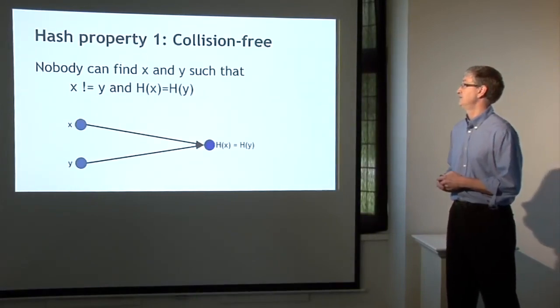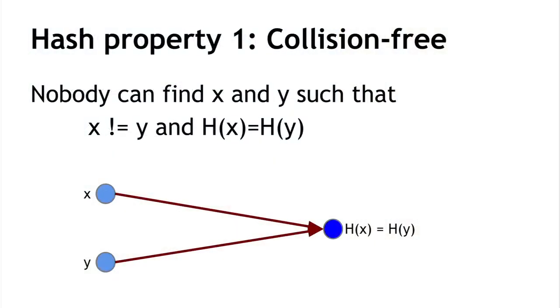So first, collision-free. The first property that we need from a cryptographic hash function is that it's collision-free. And what that means is that nobody can find values x and y such that x and y are different, and yet the hash of x is equal to the hash of y. If we look at the operation of the function as depicted by one of these red arrows, here's x and H of x, and here's y and H of y, then nobody can find a situation like this, where you have an x and y that are separate, and yet when you hash them, they hash to the same value.